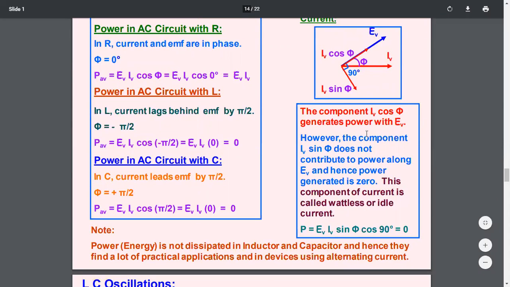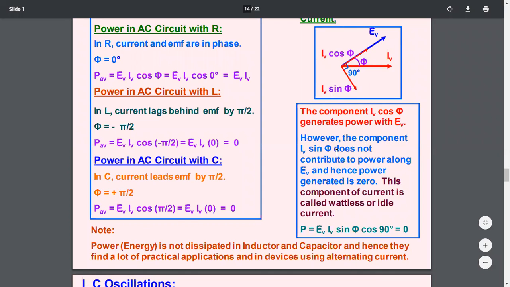Now check out the component IV cos phi: it generates power. So this component generates power because IV cos phi, that is IRMS into cos phi, is a component of the effective value of current across the LCR circuit. So the product of this component and ERMS voltage generates power, but the product of the component perpendicular to the phasor of the voltage gives no power.